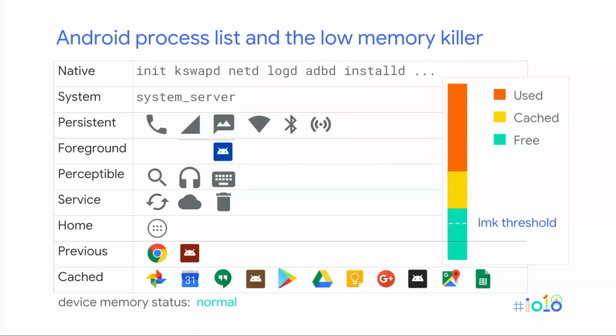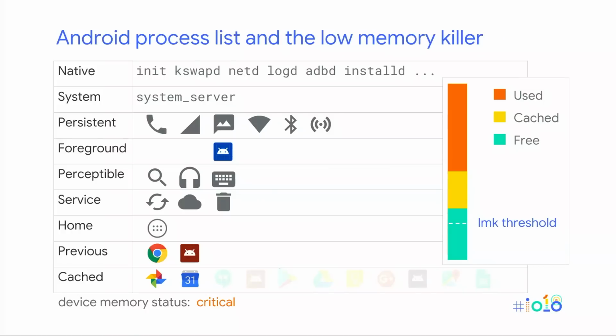If the processes that are running continue to use more memory, so we get under more memory pressure, low memory killer is going to start to kill more cache processes. If they continue to grow more and more, until eventually there's only a few cache processes left. At this point, we say the device memory status is critical. This is a very bad place to be.